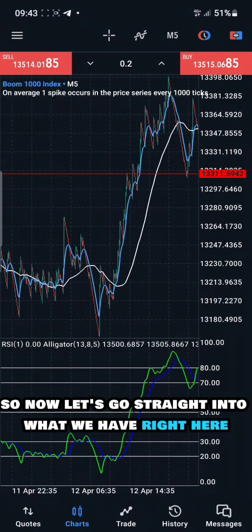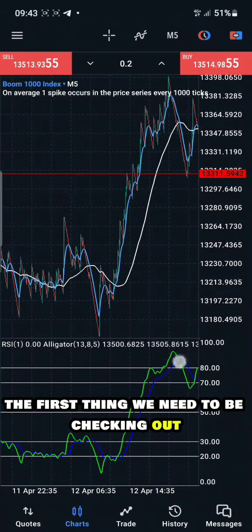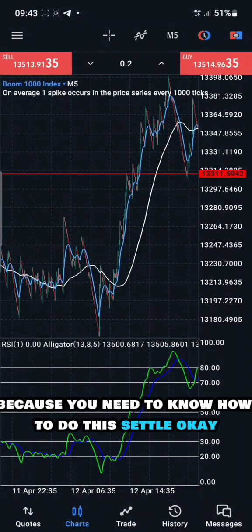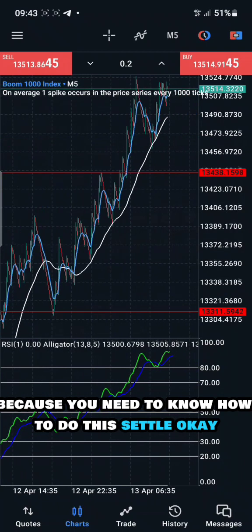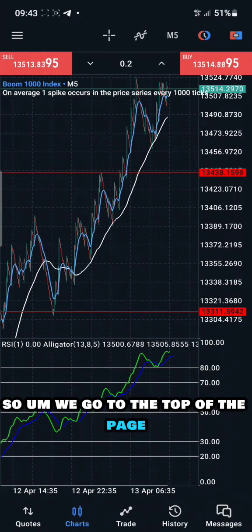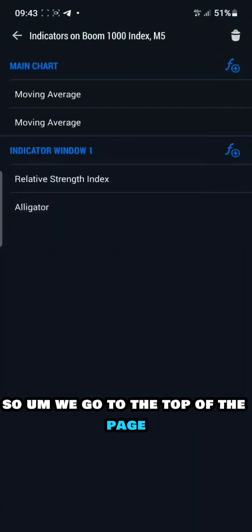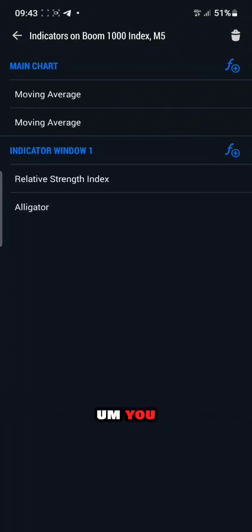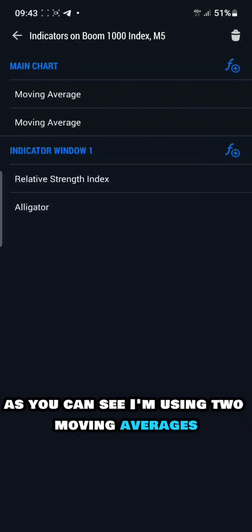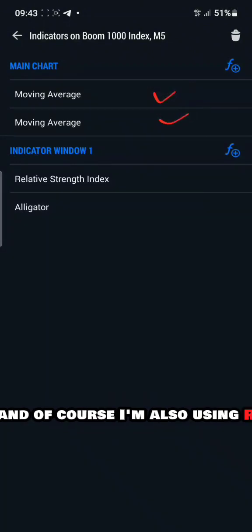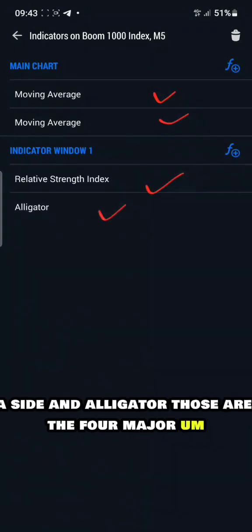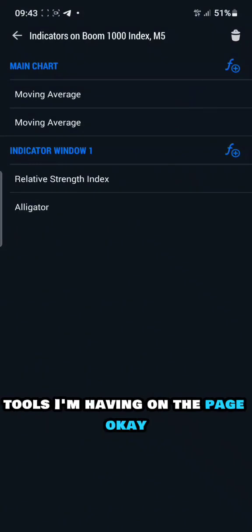So now let's go straight into what we have right here. The first thing we need to be checking out is going to be the setup, because you need to know how to do this setup. So we go to the top of the page first to check out the setup page. As you can see, I'm using two moving averages, and of course I'm also using RSI and Alligator. Those are the four major tools I'm having on the page.